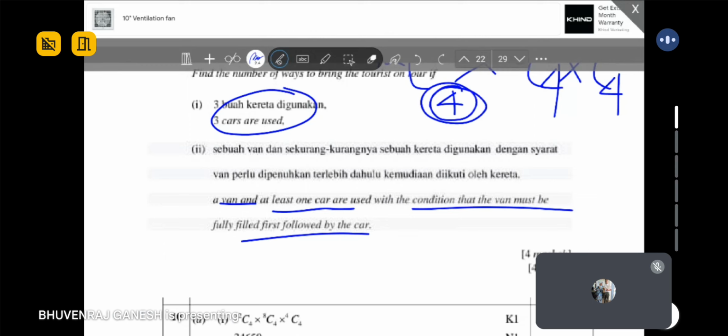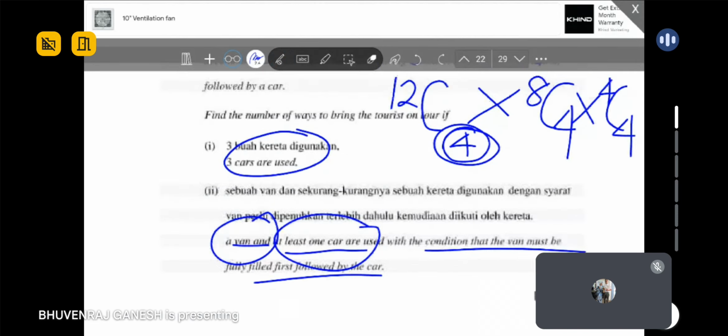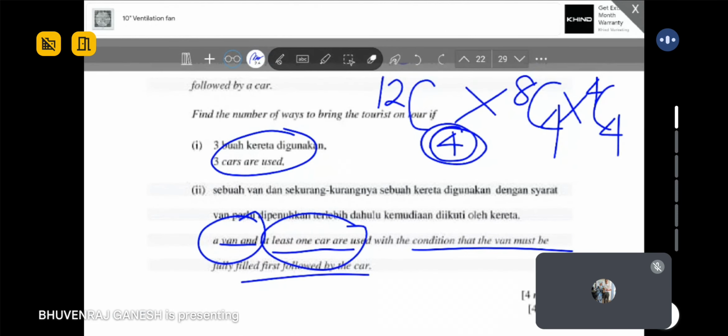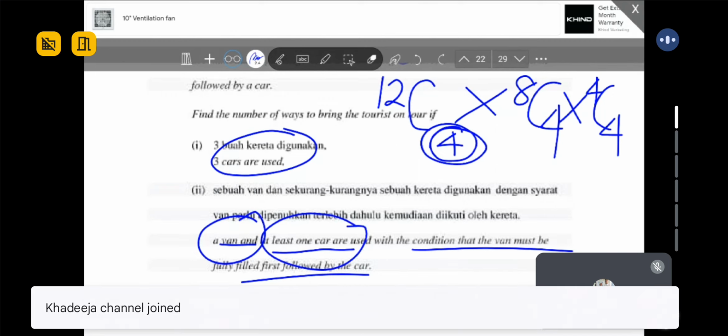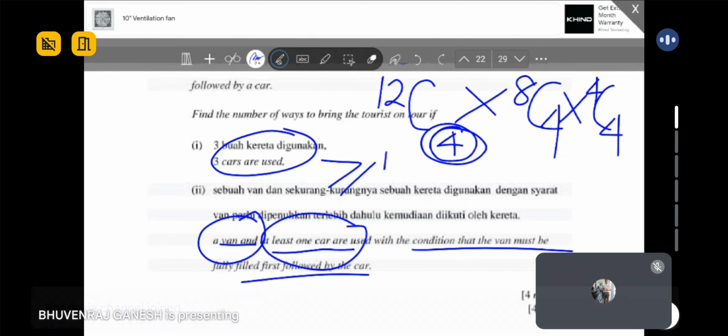Okay, so now the second question. They say a van and at least 1 car is used. So now how? Macam mana sekarang? They say 1 van and at least 1 car. So if at least 1 car means how many cars, guys? Kalau sekurang-kurangnya sebuah kereta, so it can be greater than or equal to 1. Lebih besar atau sama dengan 1. So you can try first lah.